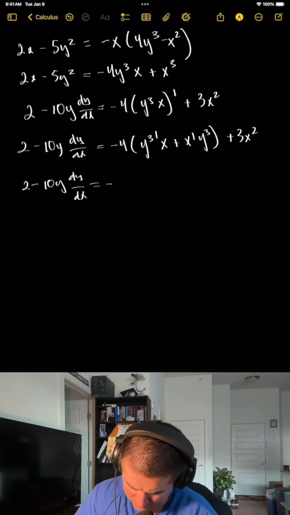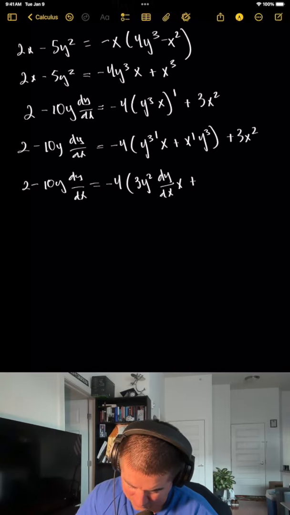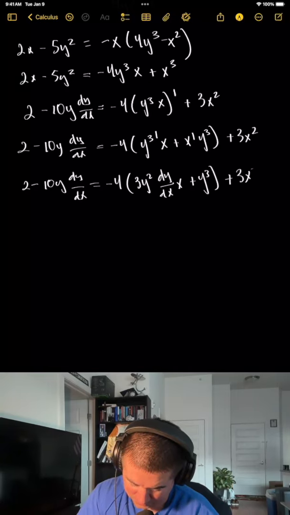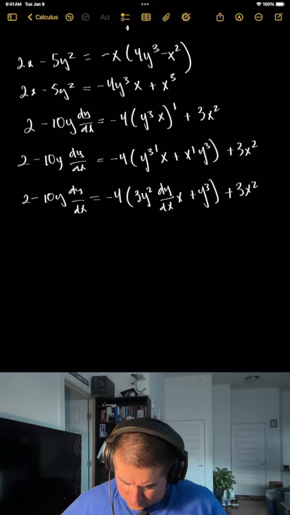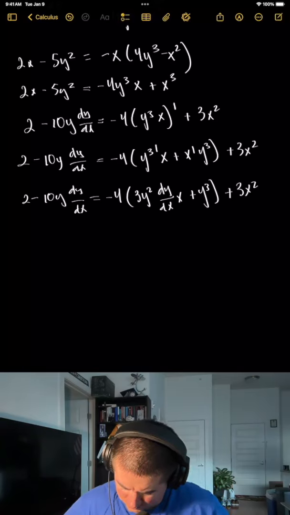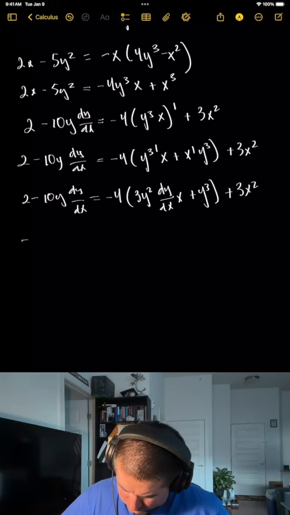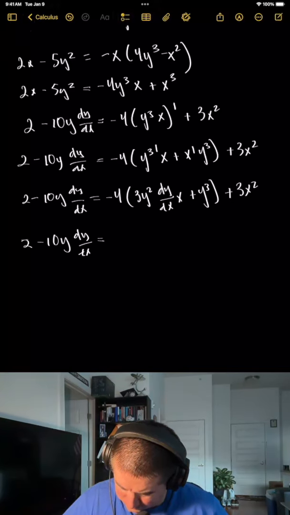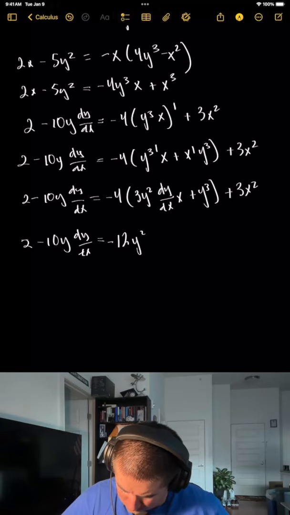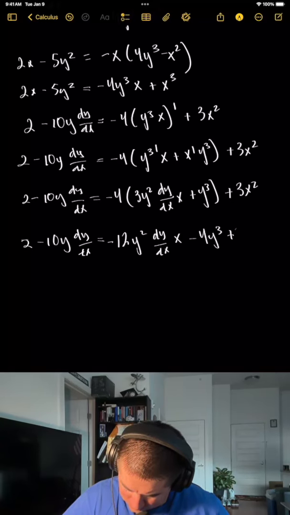All right, so we're going to put this negative 4 out here. This is going to be 3y squared multiplied by dy/dx, and then multiplied by x, plus y cubed, plus 3x squared. All right, so now that we're done with the derivative here on the right side, go ahead and distribute that negative 4. So we're going to have 2 minus 10y dy/dx is equal to negative 12y squared dy/dx times x, and then minus 4y cubed plus 3x squared.